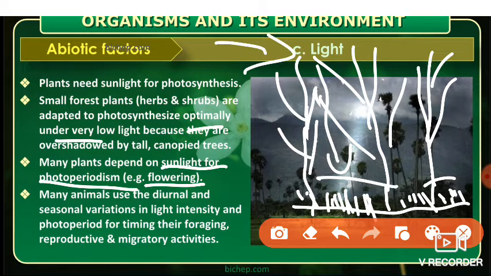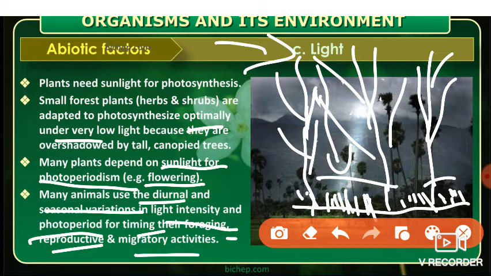Okay, and next here, many animals use the diurnal and seasonal variations in light intensity and photoperiod for timing their foraging, reproductive and migratory activities. Here the animals are using light. Obviously, plants, how the plants use light, like that animals also utilize light for their different purposes. Okay, for different purposes they are utilizing the light.